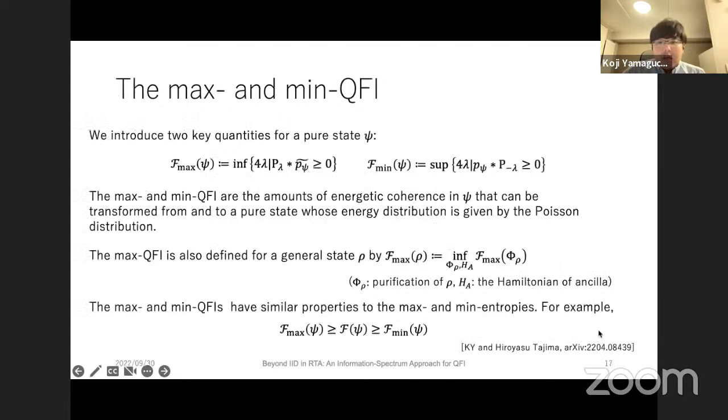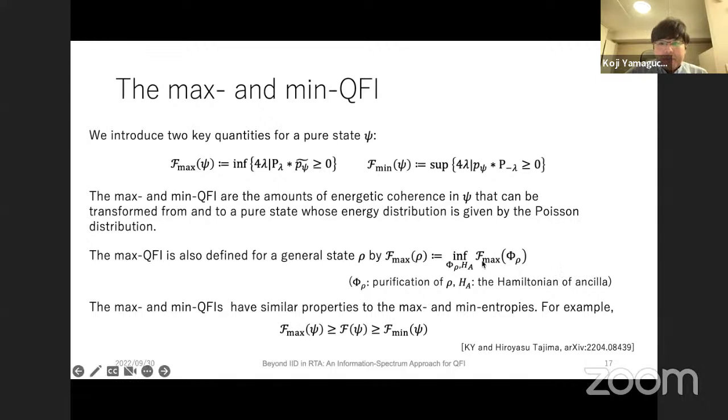Okay. So now we are ready to construct the information spectrum method. We introduce the maximum and minimum quantum Fisher information for pure state by this equation. And intuitively, these two quantities give the amount of energetic coherence in psi that can be transformed from and to a pure state whose energy distribution is given by the Poisson distribution. And I will come back to this point later.